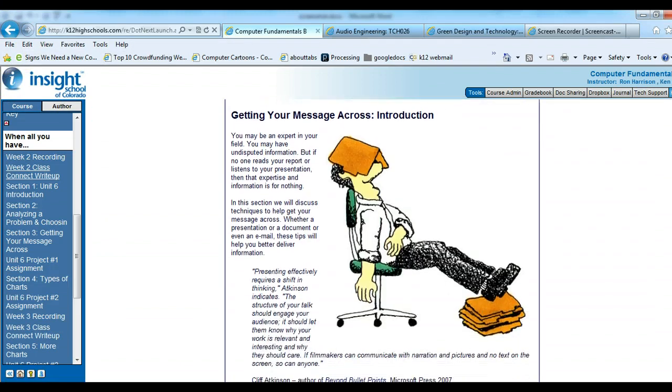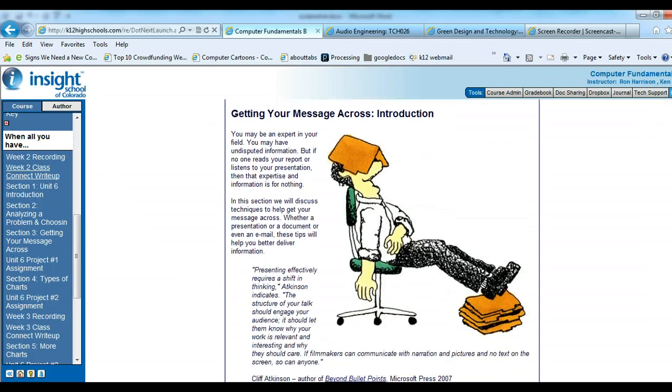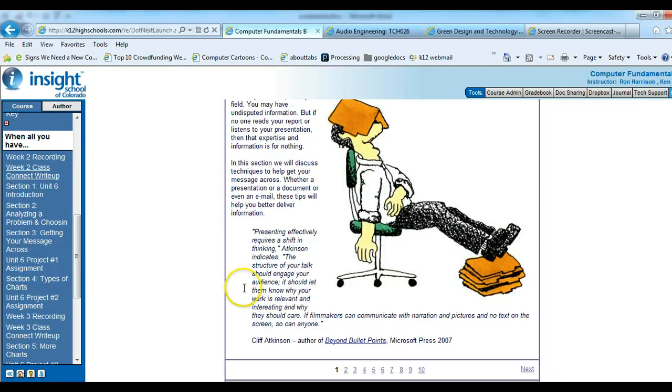Section 3, getting your point across. There's no sense in doing work on computers and technology if you can't get your point across. Whether you're doing, right down here it says, a presentation, Word document, or an email, you need to get your point across to your audience. So, structure it to engage your audience, meaning make them excited about what you're saying. It should let them know why what you're sharing with them is important, why it's relevant, and make your information interesting. So there's some of the things you need to keep in mind.